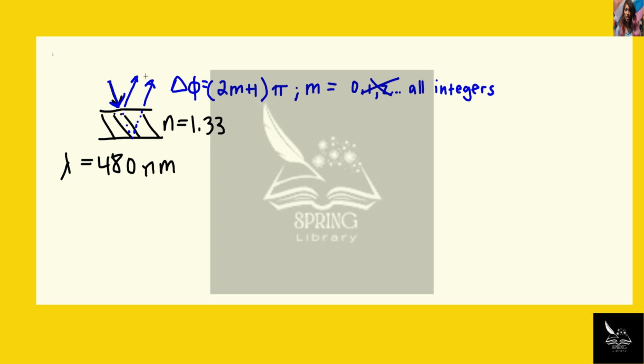So let's determine why there'd be a phase difference between both of these. Actually, let me rewind a little bit. So delta phi is going to be the phase of photon 1, so this one's number 1, minus the phase of photon number 2. So we want that to be equal to 2m plus 1 times pi. Okay, now I can start getting into the specifics.